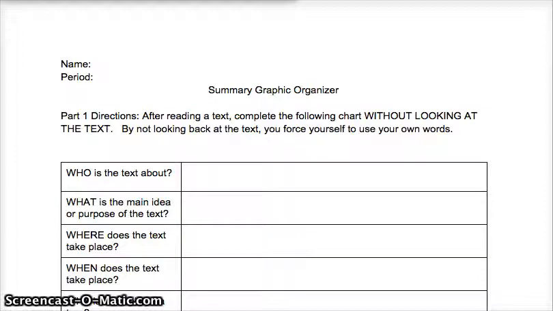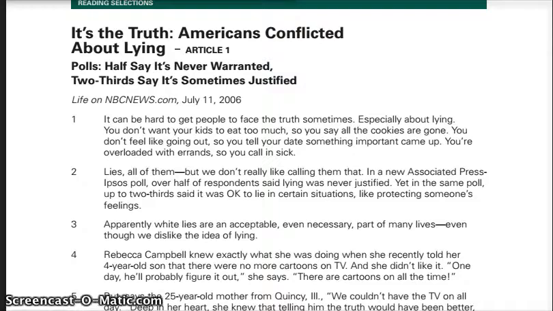This screencast will walk you through completing the Summary Graphic Organizer. The first thing you need to do is make sure that you have your Summary Graphic Organizer, as well as your articles. Please note that I am starting on Article 1, not lies, lies, lies. At this time, please pause the screencast and read the article.